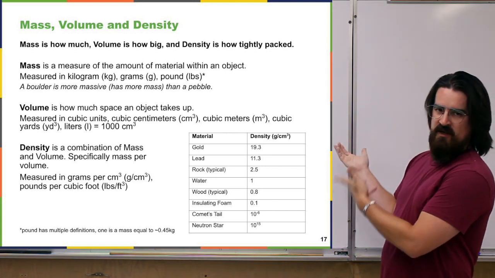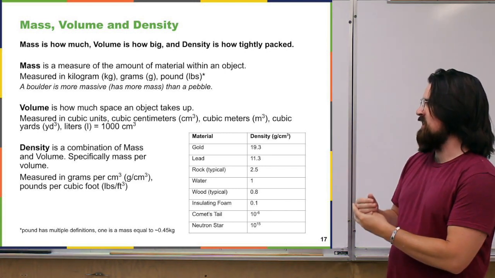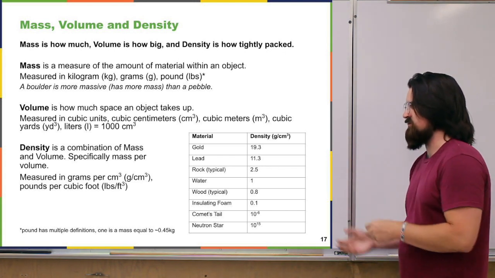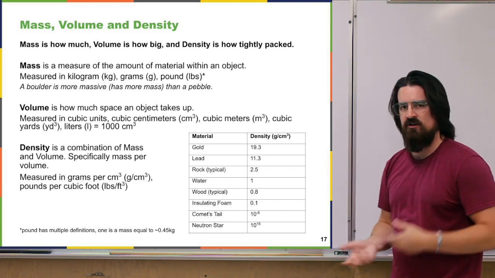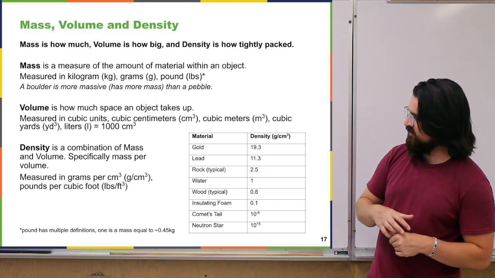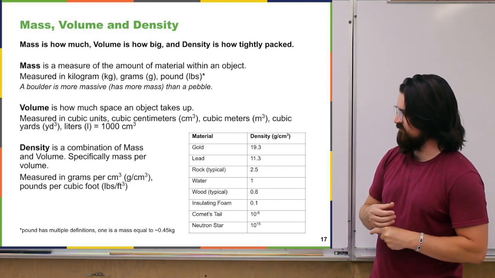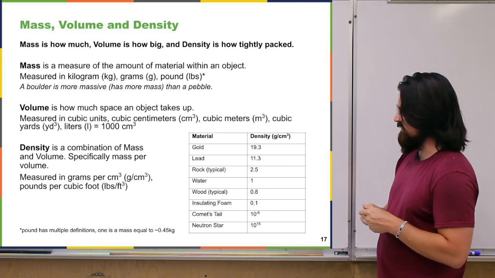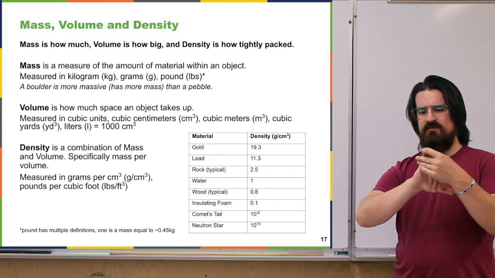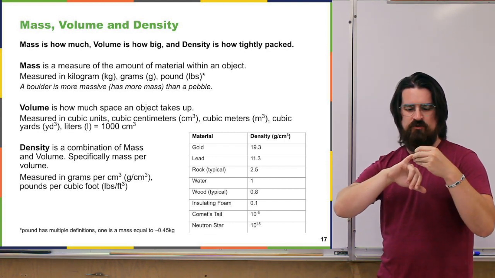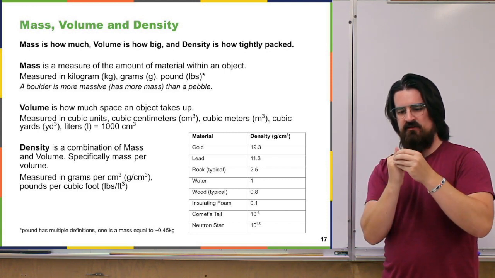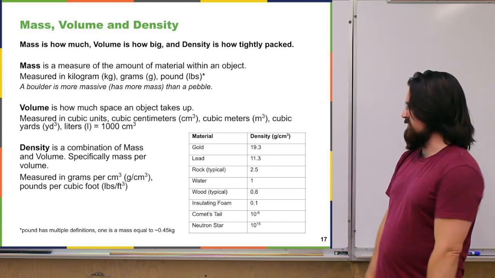Then we talk about how much space an object takes up and measure that usually in cubic units. So how many cubic centimeters or cubic meters or cubic yards, cubic feet. A liter is also actually a unit of volume. 1 liter is 1,000 cubic centimeters. So you think about how much volume a cubic centimeter is, well, it's a cube that is 1 centimeter on each side. A centimeter is maybe like around the width of your pinky nail. So imagine a cube that's that wide, that deep, and that high, the cubic centimeter.